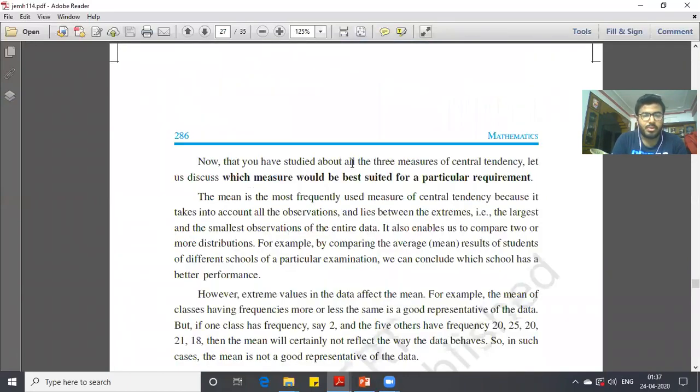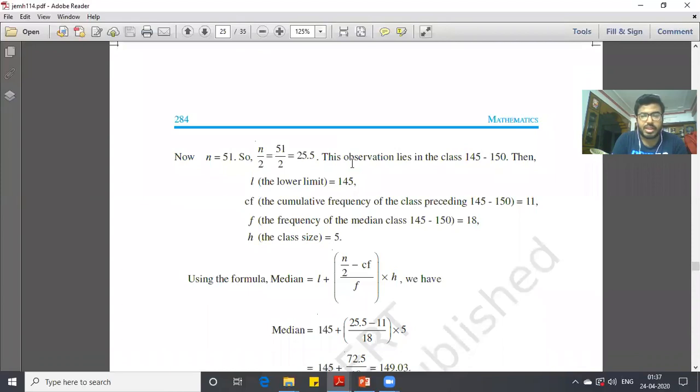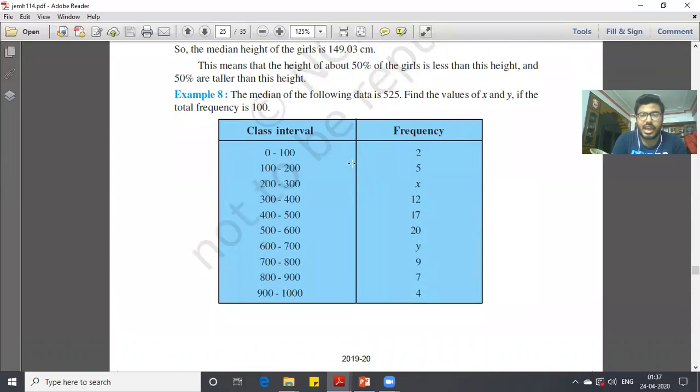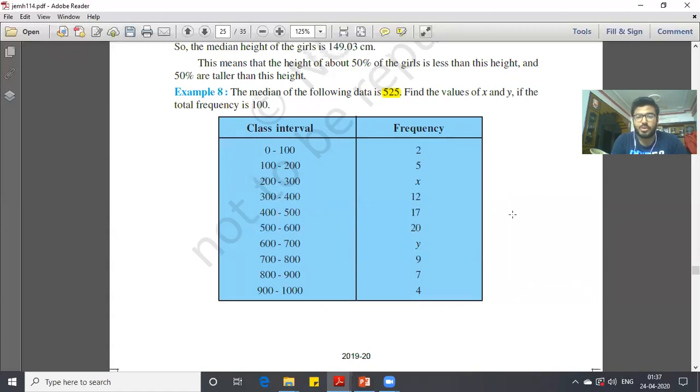Now you need to do example 7 and example 8. Example 8 is a very important question, as we did the second question, with two missing frequencies in the same way. Here also, see, the median of the following is 525. So 525 is the median. Which class will 525 come inside? 500 to 600. So remember it is this class. So 500 will be your lower limit, this is your frequency, and then the cumulative frequency you calculate.